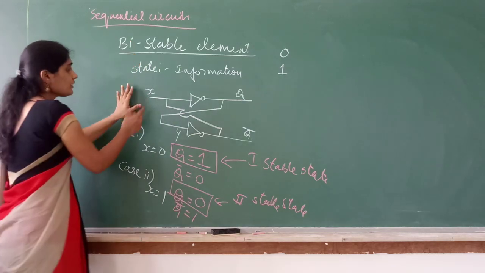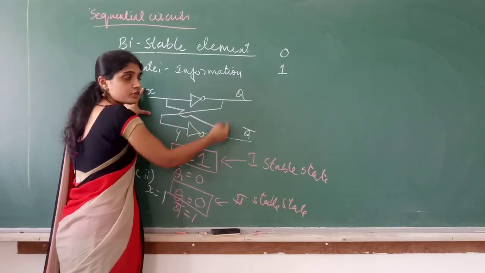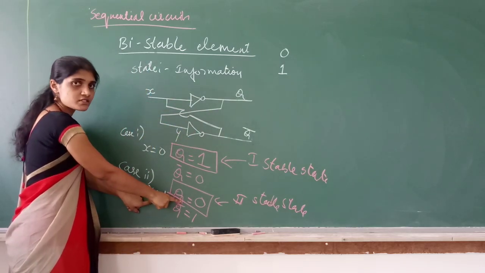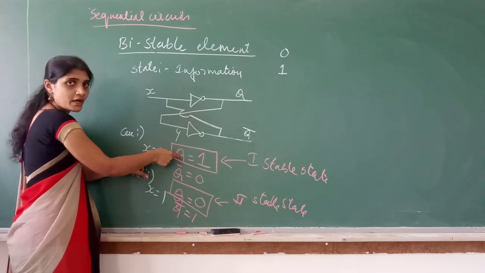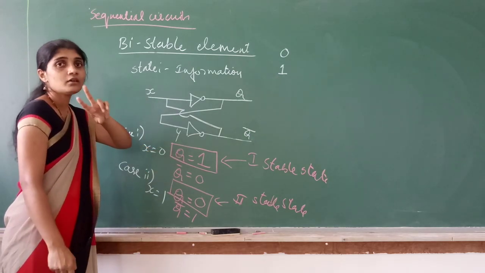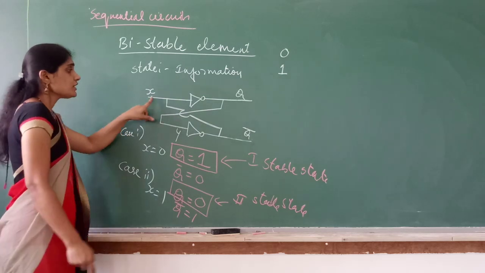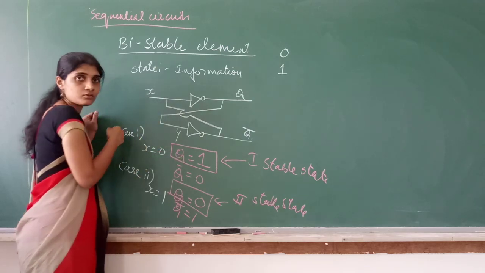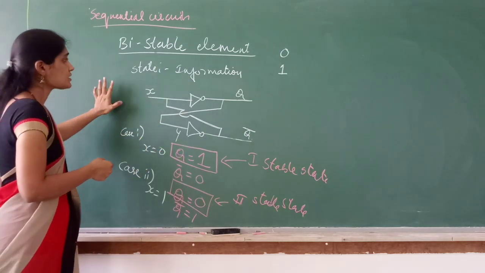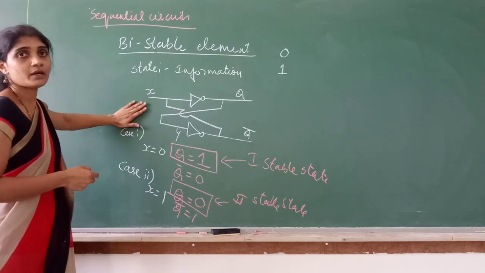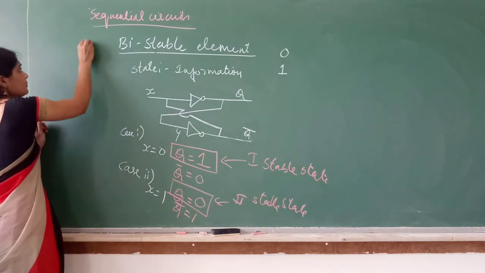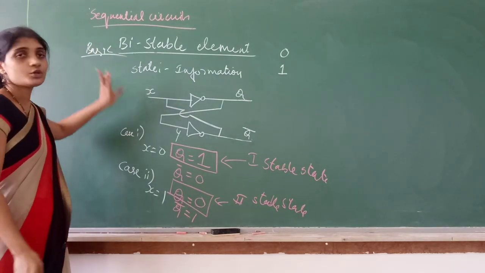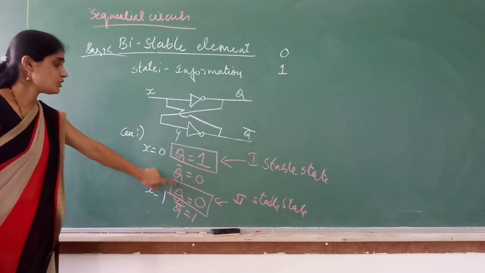What is the meaning? If you want to store 0 in this element, give X as 1. If you give X as 1, it stores 0. If you give X as 0, it stores 1. So, using this, you can store 1-bit information, 0 or 1. If you want to store 0, give X as 1. If you want to store 1, give X as 0. That's all. Okay. So, this is the general structure of the basic bistable element. Basic bistable element will be like this, with two stable states, 0 and 1.